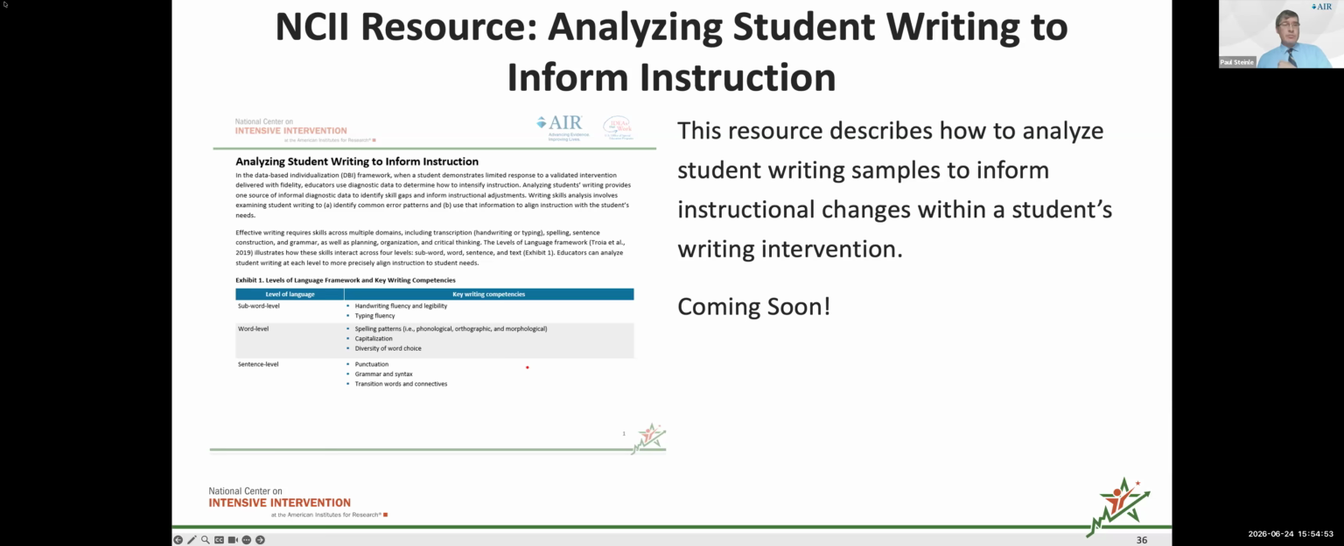So here, I just wanted to briefly preview an upcoming NCII resource. It's nearly ready to be published. It's based on the work of Dr. Valentine and her colleagues, and it's a step-by-step guide that goes along with the process that Dr. Valentine shared today about how to use levels of language to identify those errors, and as she indicated, how teachers can make instructional changes based off of that.